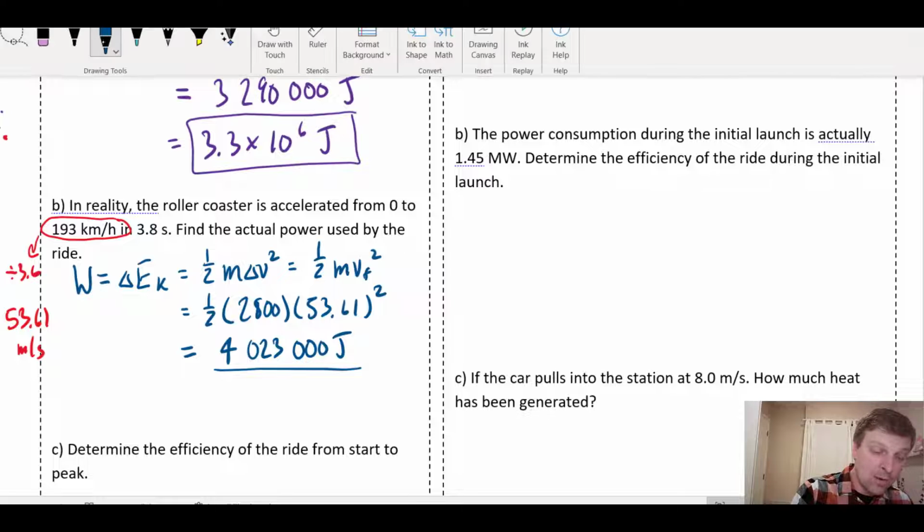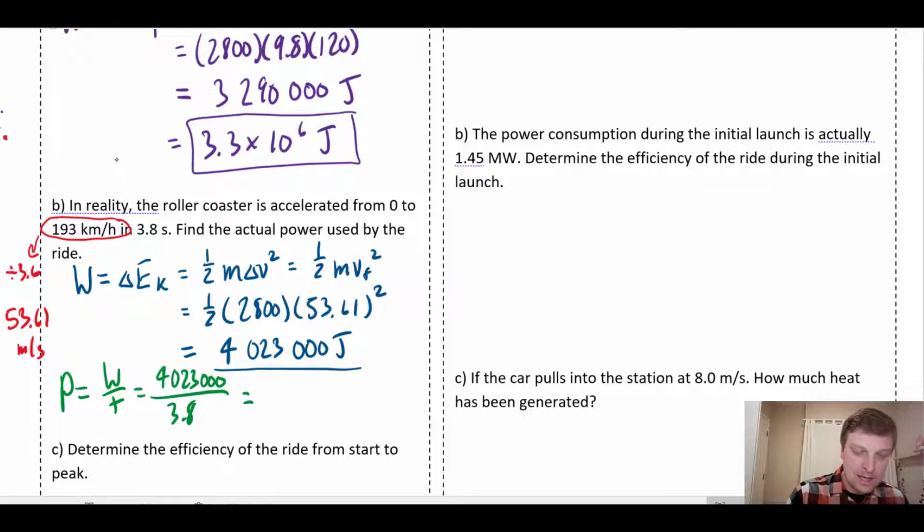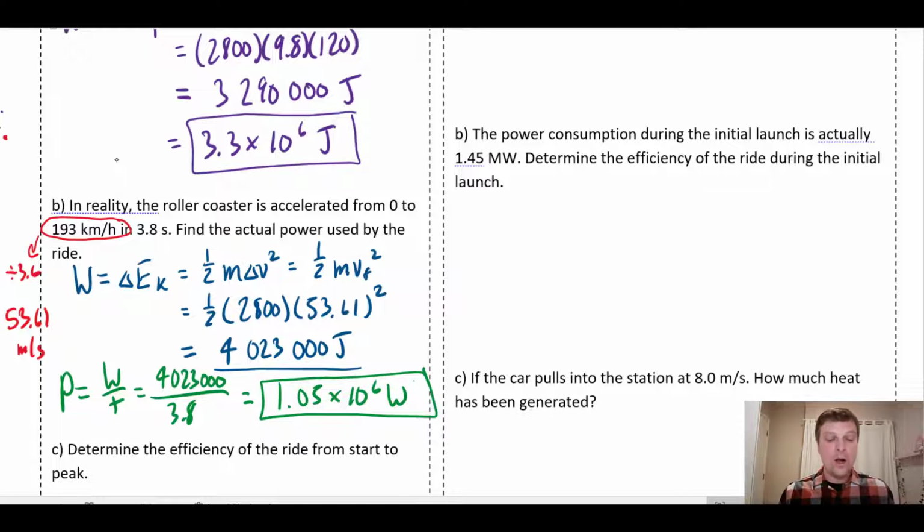So in terms of the power output, the power is just the work over time. So my 4,023,000 joules divided by the time, which is 3.8 seconds, gets me a total power of 1.05 times 10 to the 6 watts, which is just over a megawatt. So quite a bit of power needed to make this machine run.